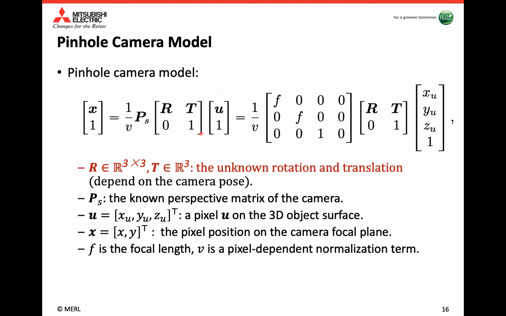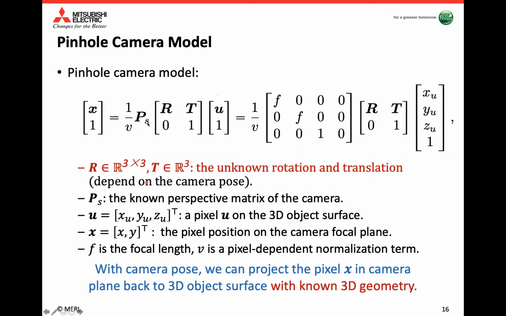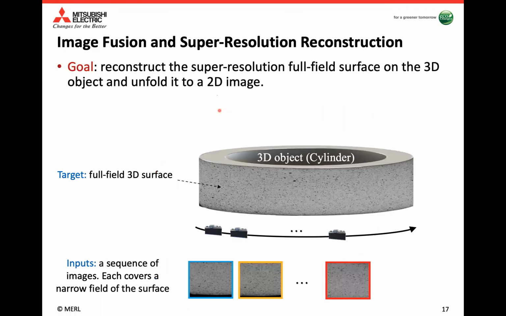So with the camera pose, we can project the pixel X in the camera plane back to the 3D object reference if we know the 3D geometry. The goal of this module is to reconstruct the super-resolution 3D surface on the cylinder with the input of a sequence of images. Each of them covers a narrow field of the surface.